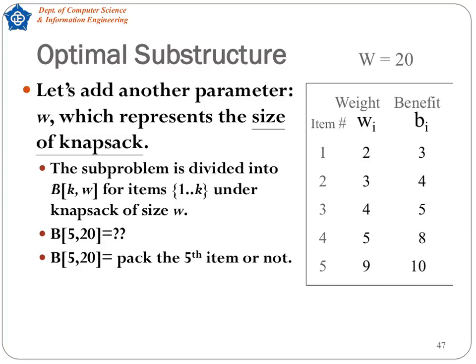On the right, you can see our 5 items listed with their weights and benefits. Item 1 weighs 2 and gives a benefit of 3. Item 2 weighs 3 for 4. Item 3 weighs 4 for 5. Item 4 weighs 5 for 8. And item 5 weighs 9 for 10. This formulation lets us build the optimal solution step by step.